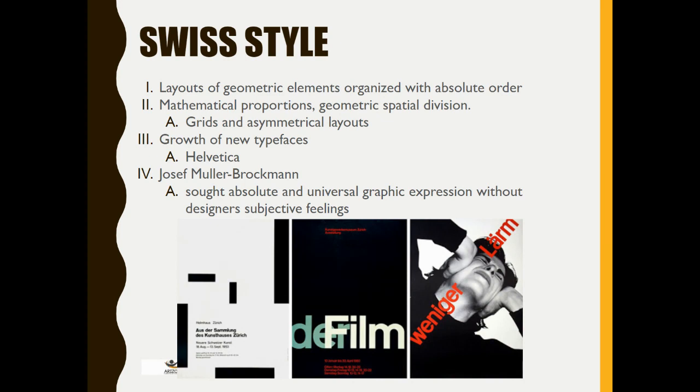But the Swiss style, which is still referenced today because of the way it was set up, is very focused on layouts of geometric elements organized with absolute order. So they were really big on grids, using modules in the grids, using the golden spiral or the golden ratio, very mathematical proportions, very geometric spatial divisions. So there's a lot of order, a lot of structure to it. And they did not break that order or structure. Everything had to fit into it.